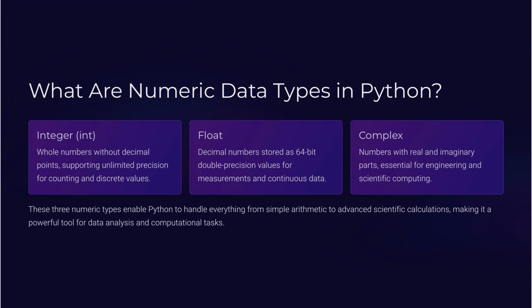Python's numeric data types include integers, floats, and complex numbers. Integers handle whole numbers with unlimited precision. Floats manage decimal numbers using 64-bit double precision, ideal for measurements. Complex numbers, with real and imaginary parts, are crucial for engineering and scientific computations. These types empower Python for diverse arithmetic and data analysis tasks.